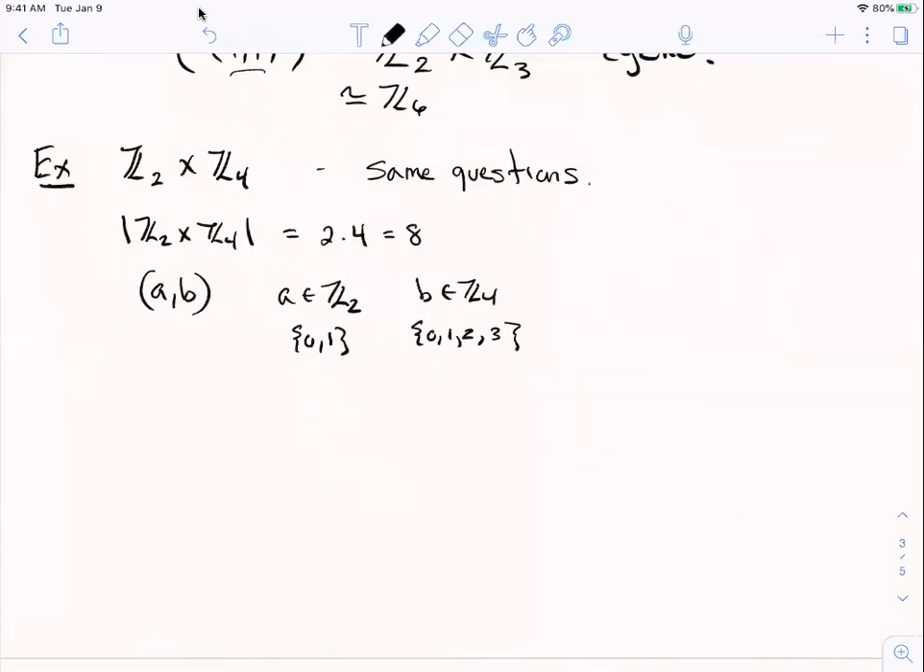Yeah. So you have 2 choices for A, 4 choices for B. You have 2 times 4, 8 choices total. Nice. All right, so it has order 8. Let's generate the subgroup generated by (1, 1) again.